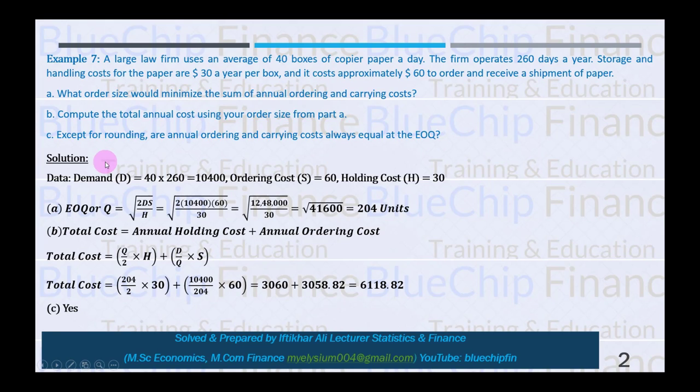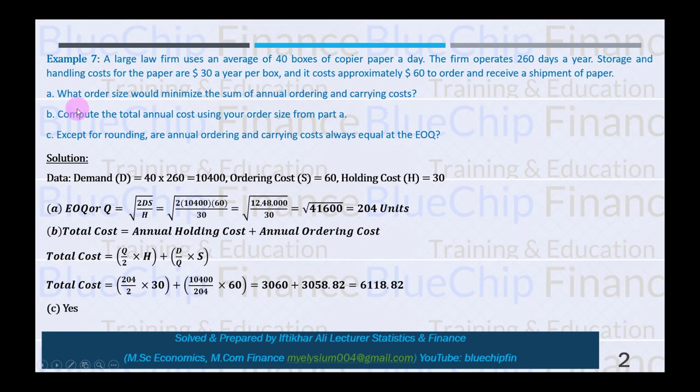So the first thing is to note the demand. As we know, a large firm uses an average of 40 boxes of copier paper a day. In one day they use 40 boxes, and there are 260 days in a year. So yearly demand is 260 multiplied by 40, equals 10,400. According to this question, ordering cost is 60 and holding cost is 30.